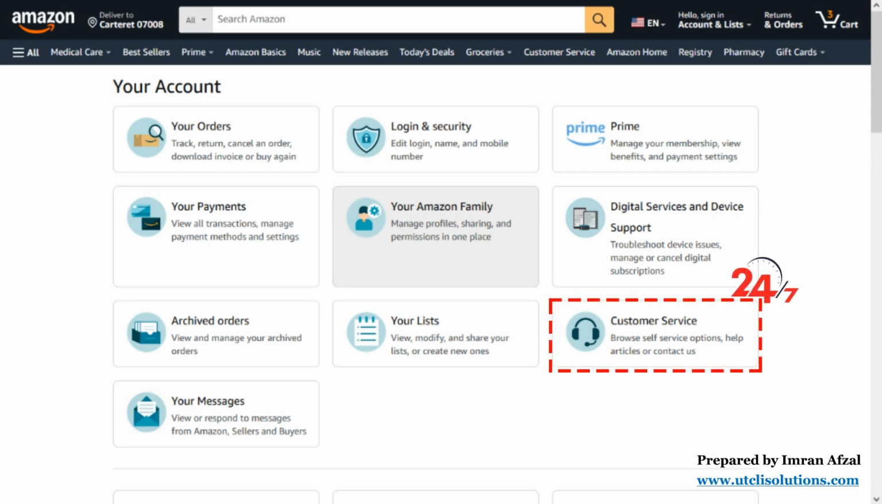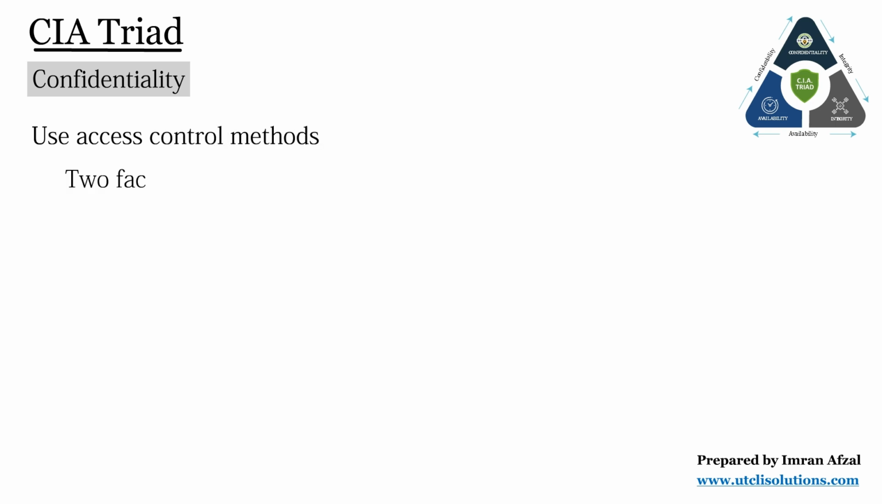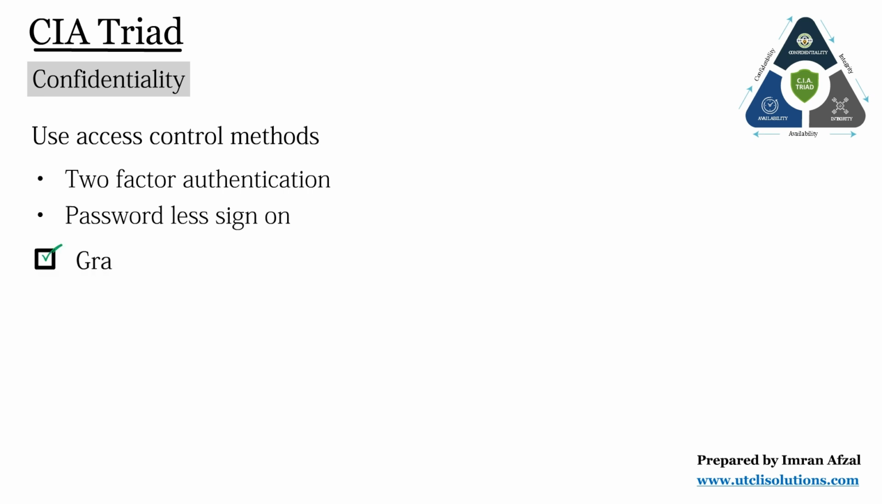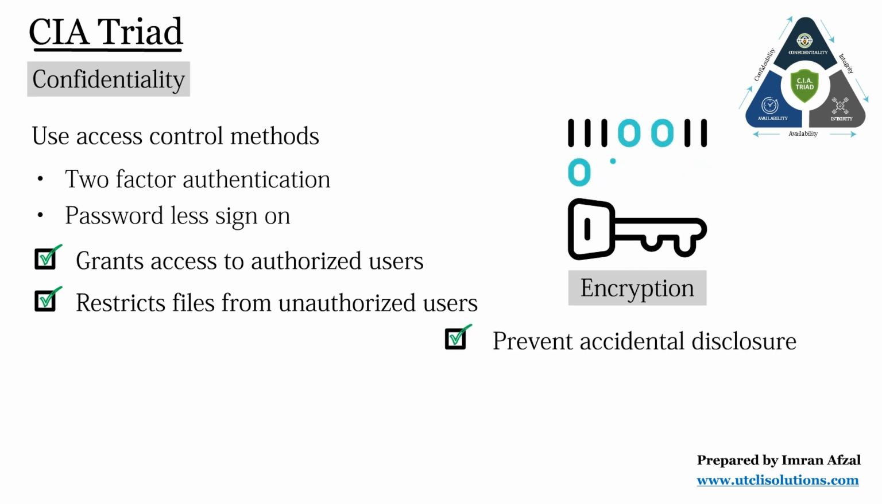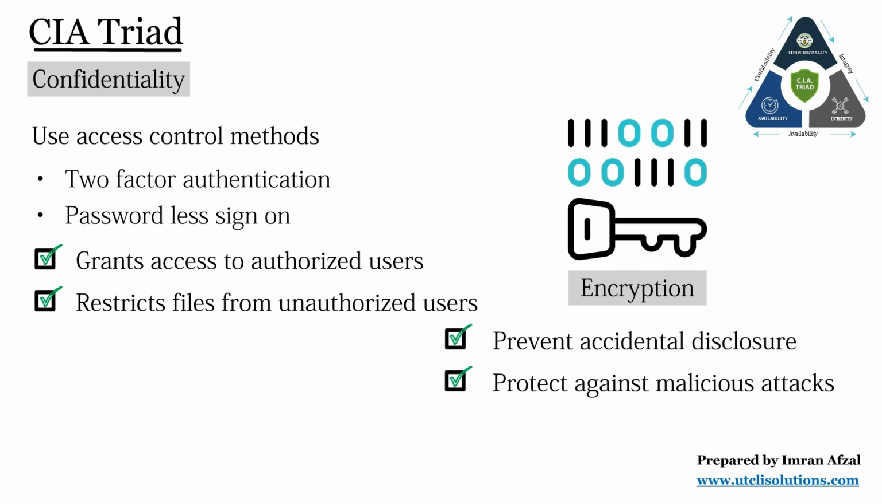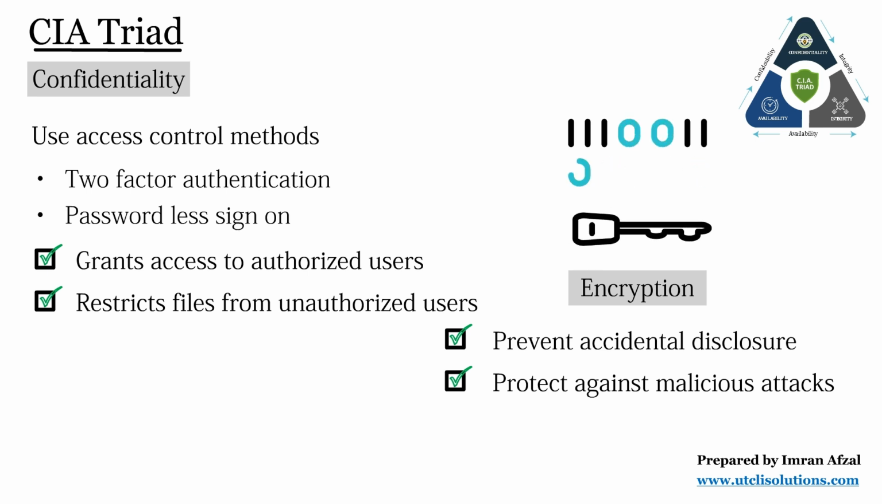So now, let's understand each component of the CIA Triad in more detail with relevant examples. Confidentiality. Confidentiality can be enforced through access control methods like 2-factor authentication and password-less sign-on. It is not only about letting authorized users in, but it also keeps certain files inaccessible to unauthorized users. Encryption helps secure information from both accidental disclosure and malicious attack. We will cover all these authentication methods in later modules.